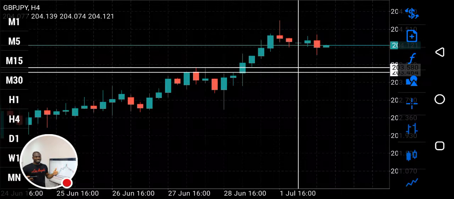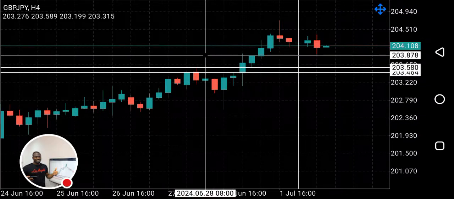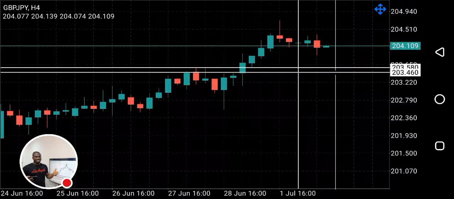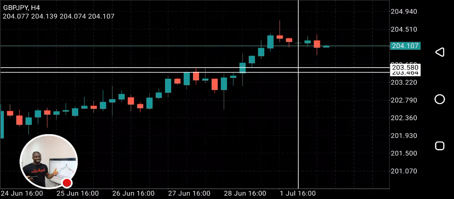It is bearish. If I'm to take any trade on GBP JPY right now, it will be a sell, and my target will be at this level. That's my take on GBP JPY. I hope that is clear.